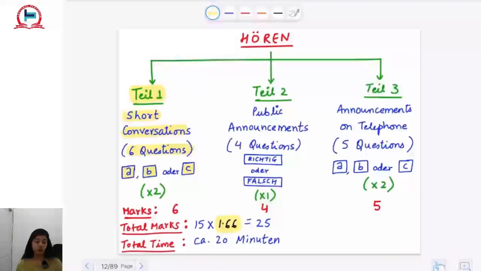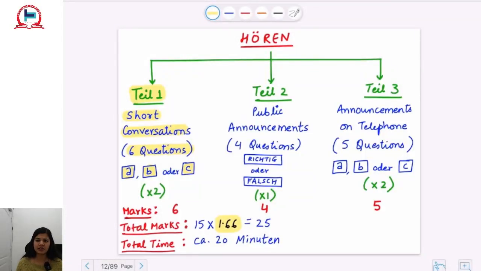You have to choose one correct answer. Now see, in Hören, you always have to mark the keywords and keep reading the question. Whenever you get any time in between while the audio is being played, read the question as many times as you can. Read the questions, underline the keywords, and try understanding what the question is asking.